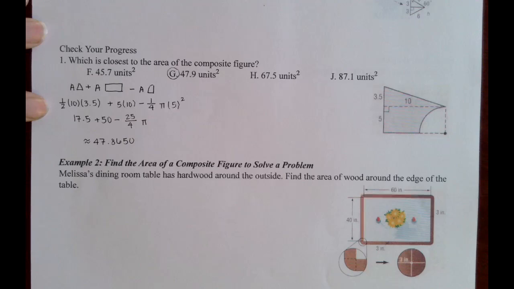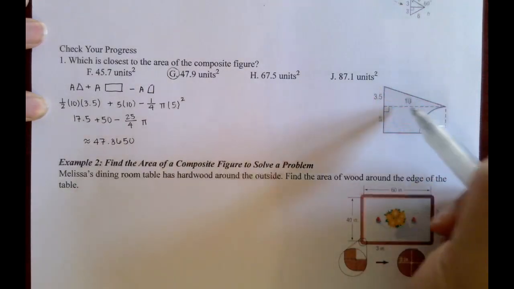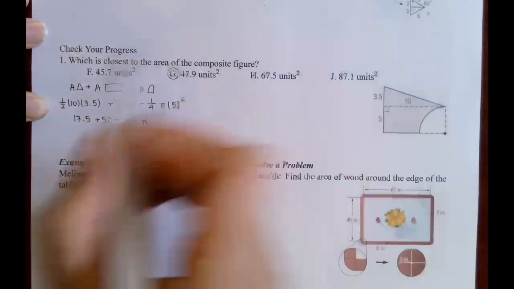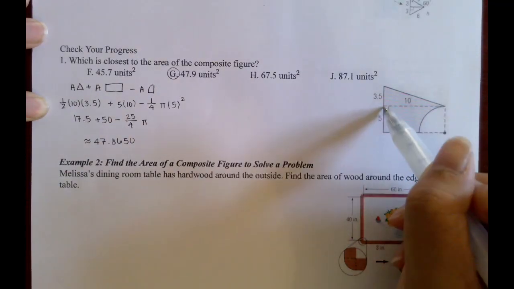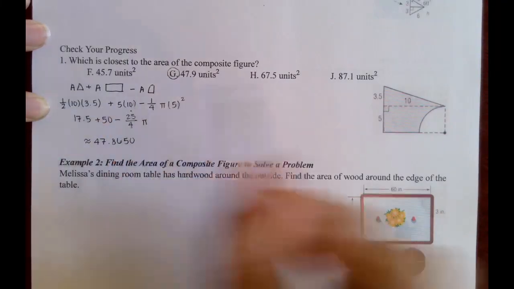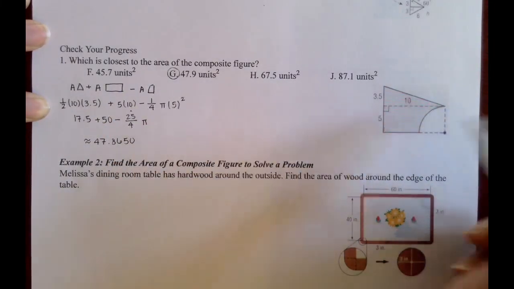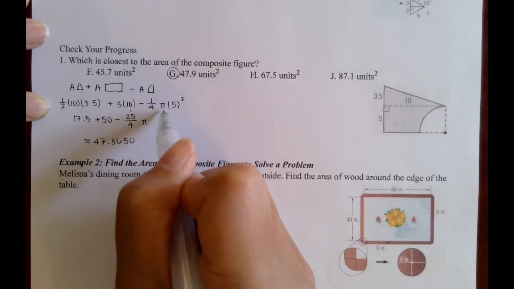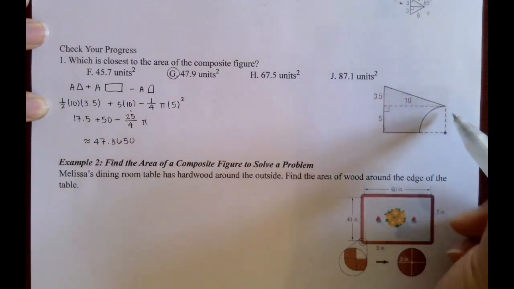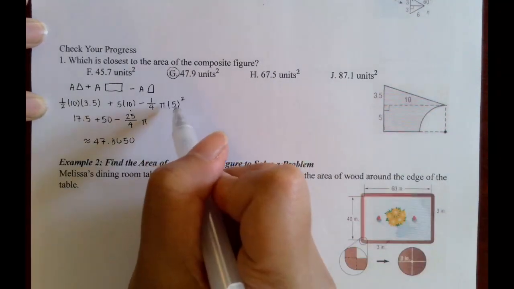Area of a triangle is 1/2 base times height, so base 10, height 3.5. Okay? This rectangle is length times width, or base times height also, so 10 times 5 for the rectangle. And then this circle is about 1/4 of a circle, so I did 1/4 of the pi r squared. Pi, and then here, since this is 5, this is also center to here. That's 5 as well, so the radius is 5 squared.